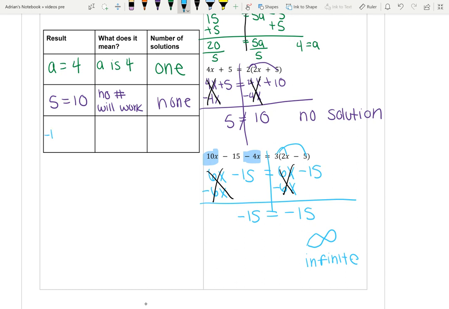So in my box, I got negative 15 equals negative 15. So this means that any real number will work. And we just say real number because we're not dealing with anything like irrational or anything like that here. And then the number of solutions is infinite. So basically that means I could put any positive, negative number, fraction in there, and it will make the statement true.